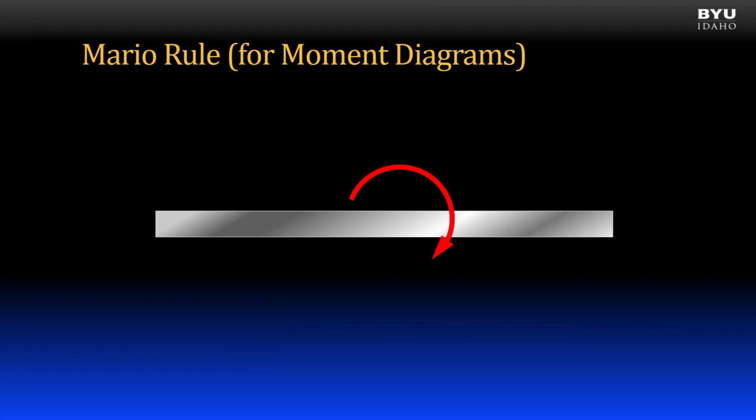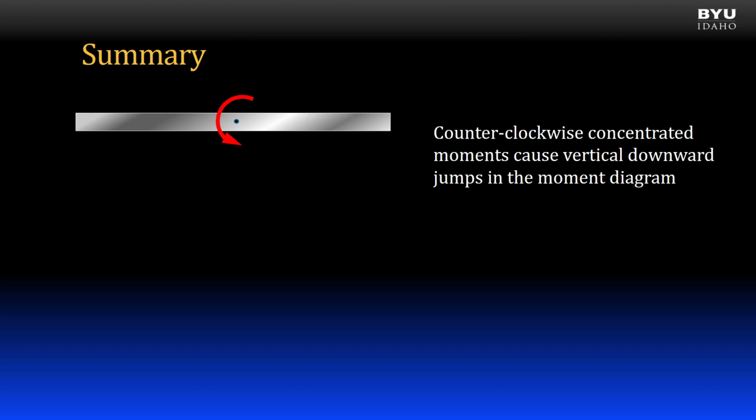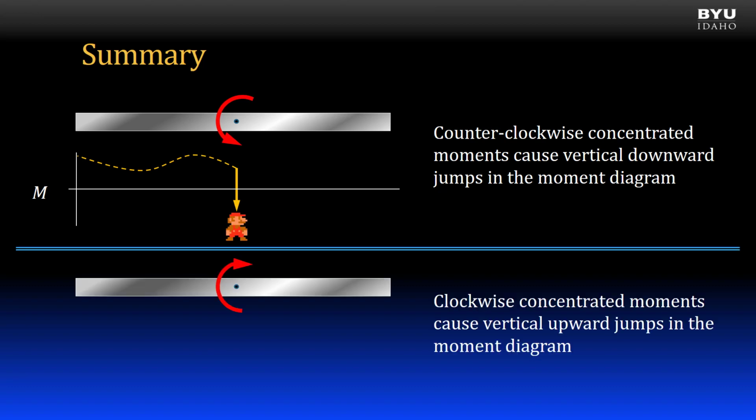Now imagine a clockwise concentrated moment acting on the beam. Here's Mario. When Mario reaches the moment, it knocks him straight up. If Mario goes up, the moment diagram goes up. The summary: a counterclockwise concentrated moment causes a vertical downward jump in the moment diagram. A clockwise concentrated moment causes a vertical upward jump in the moment diagram.